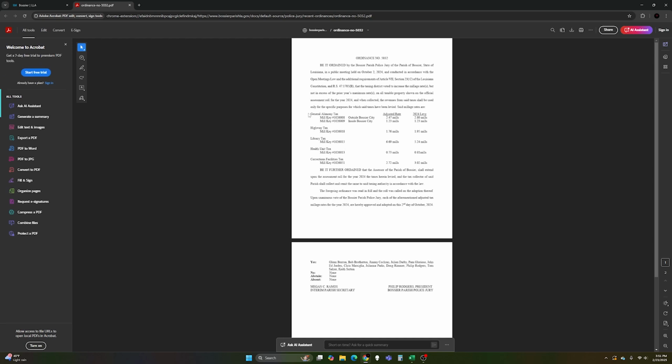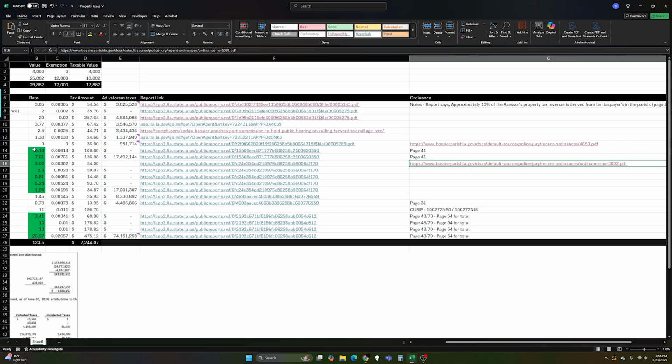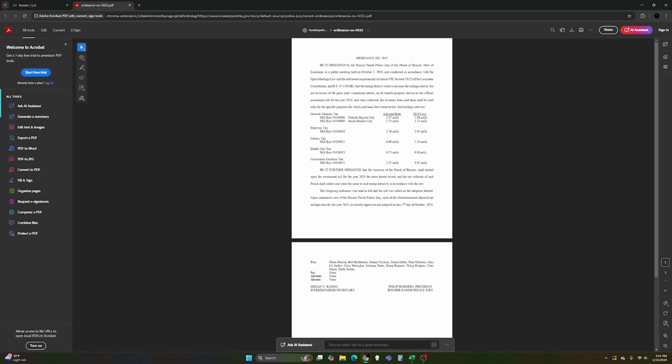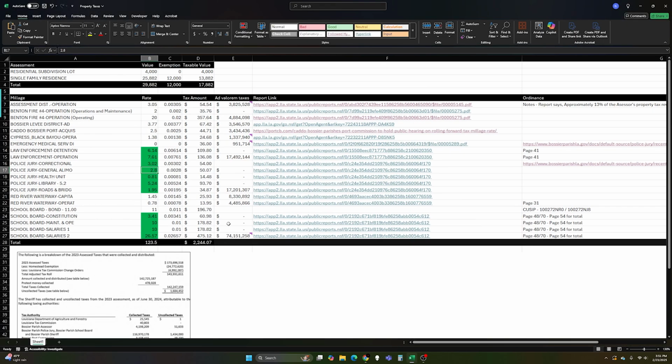And you can see the general alimony tax. So for all those outside Bossier City, which I'm paying, the 2.8 millage rate. If you are inside the Bossier City, you're going to pay the 1.23. So here we go. The actual 2024 levy. A highway tax, a library tax, which is substantial, the health unit tax, and the corrections facility tax. And when we come back to Excel, you can see all of those here.